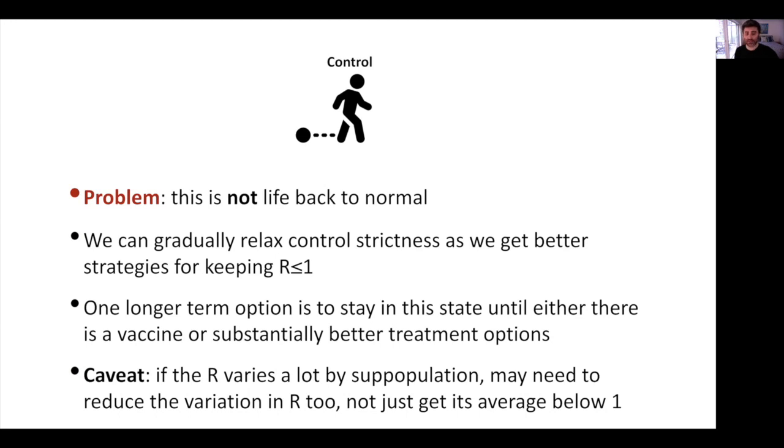Now, one little caveat here is if the R varies a lot in different subpopulations, then we may need to do more than just keep the R less than or equal to 1 on average. We may also have to make sure it doesn't vary too much in different subpopulations. Because if, let's say, on average R is slightly less than 1, but in a small subpopulation R is at 3, then very quickly that subpopulation is just going to explode and may soon overwhelm and defeat the purpose and blow right past R equals 1 for the whole population. So keeping the variability low may also be essential.